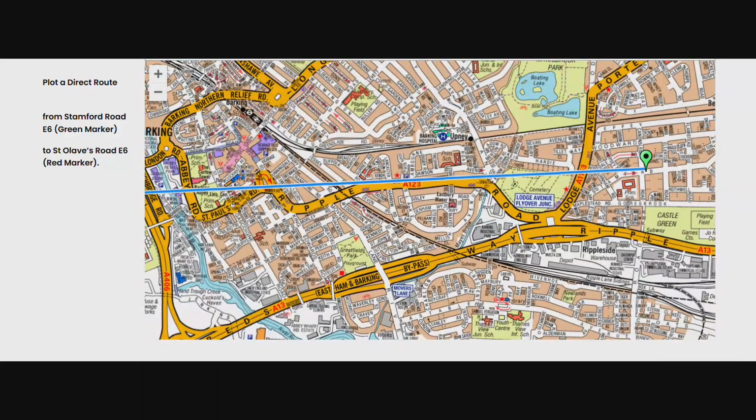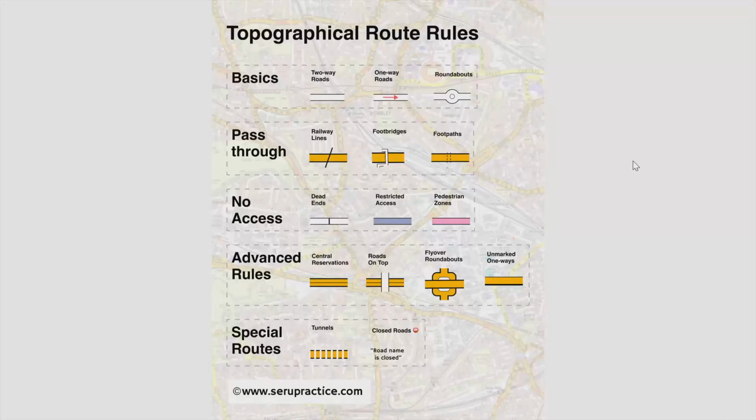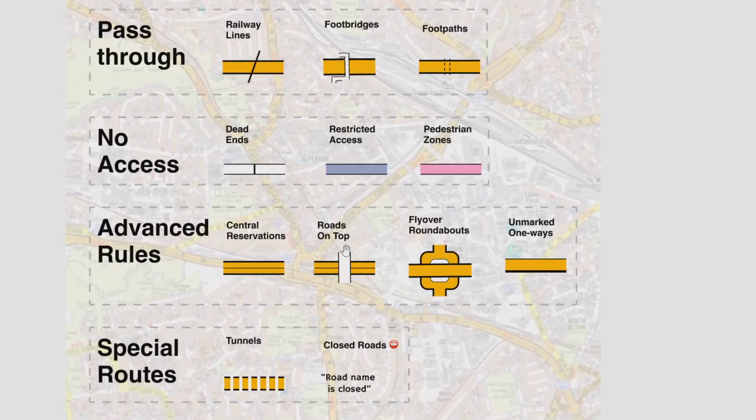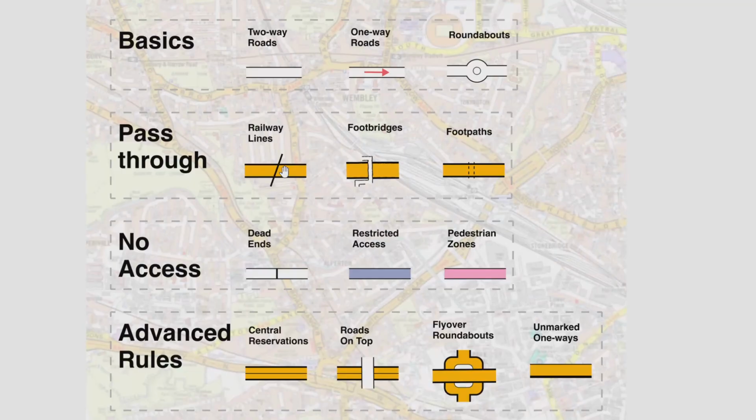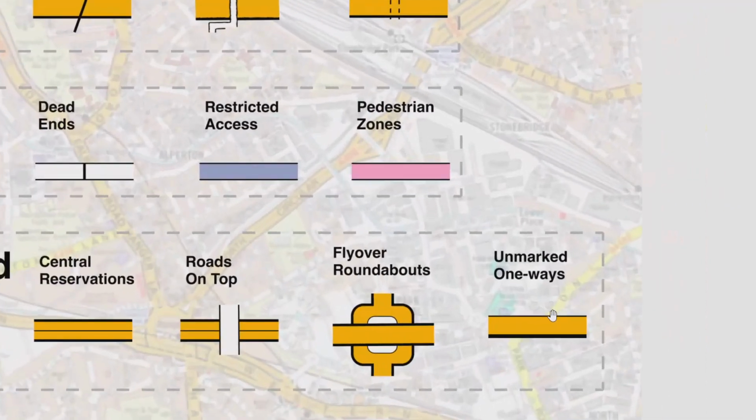Now, as I previously mentioned, in order to do very effective and efficient planning, the PHV driver should be able to read the map itself. What I have here is a list of topographical route rules developed by SERUpractice.com to help our students remember different rules that are used in maps. As previously mentioned in the question, that includes flyover roundabouts or roads on top, railway lines crossing the expressways, one-way roads, and even unmarked one-ways.